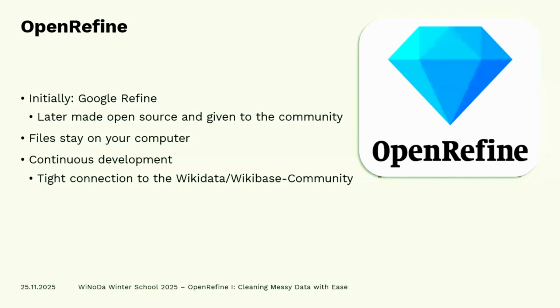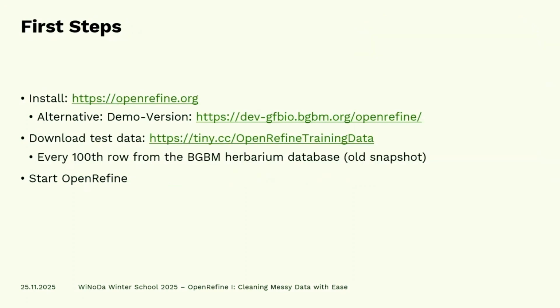I know some of the core developers, they have a really tight connection to the Wikidata and Wikibase community, so many influences are also coming from there. The test data is a training data set, and it's from a data set snapshot of the herbarium at the Botanic Garden and Botanical Museum.